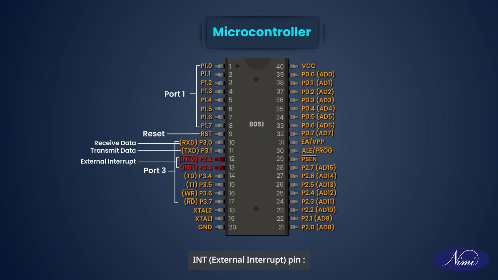INT or external interrupt pin. Function. The INT pin is used to receive external interruptions from peripheral devices or sensors. T0 or timer 0 pin. Function. T0 is one of the timers in the 8051 microcontroller used for timing and counting applications. T1 or timer 1 pin. Function. T1 is another timer in the 8051 microcontroller used for timing and counting purposes.